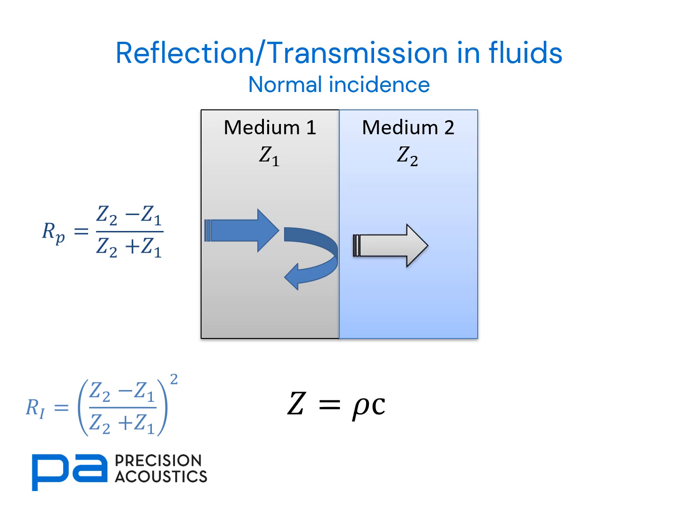Some of the signal will be transmitted across the interface, and the amount of pressure that is transmitted across the interface is given by 2 times Z2 over Z2 plus Z1. As we saw with the reflection case, there is also an intensity transmission coefficient, but this takes a slightly different form.